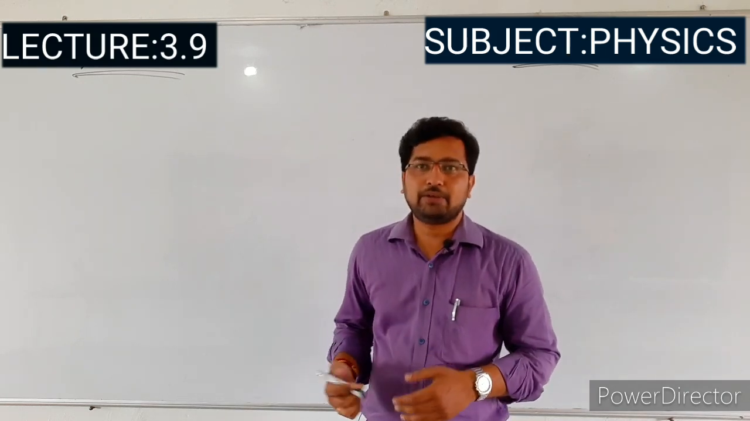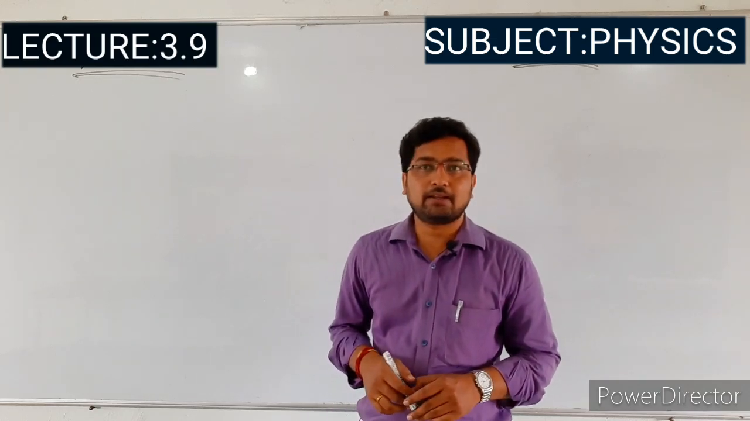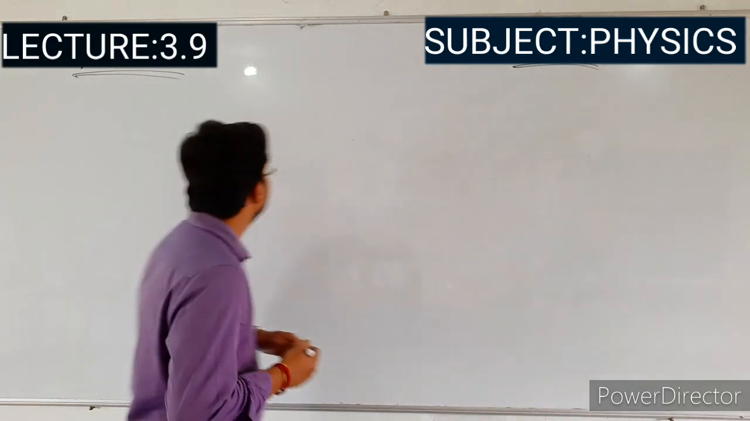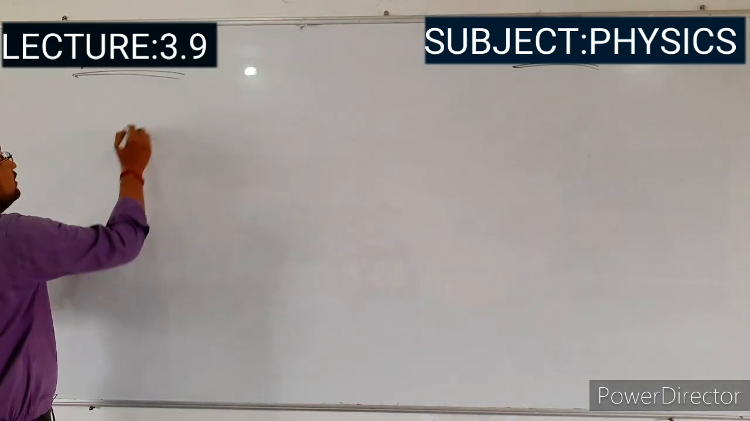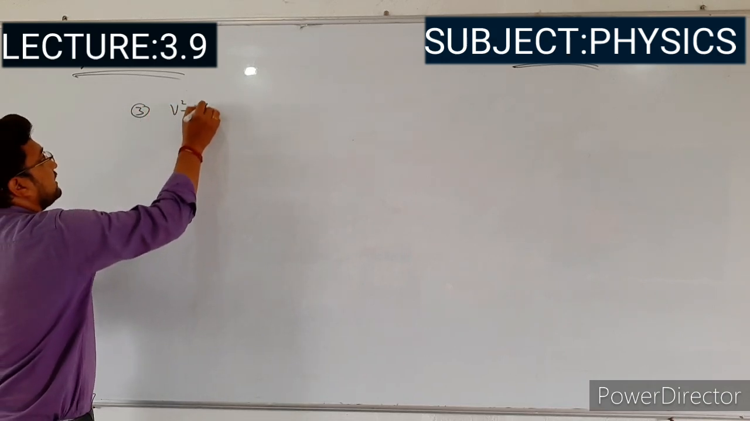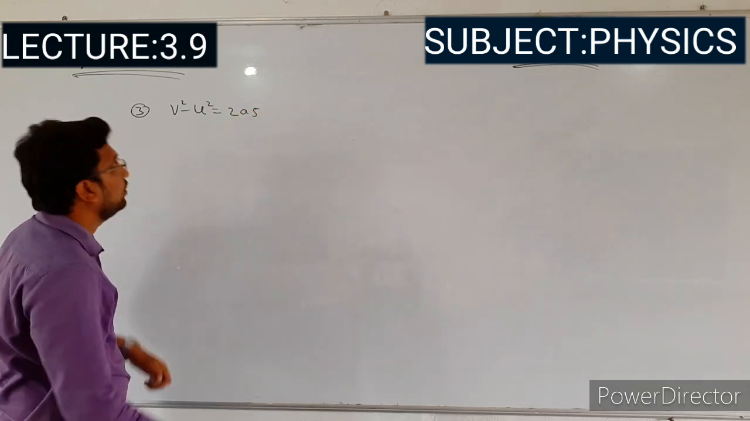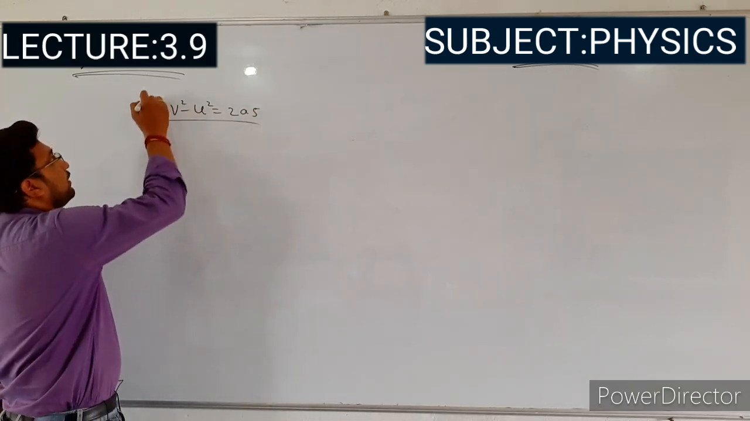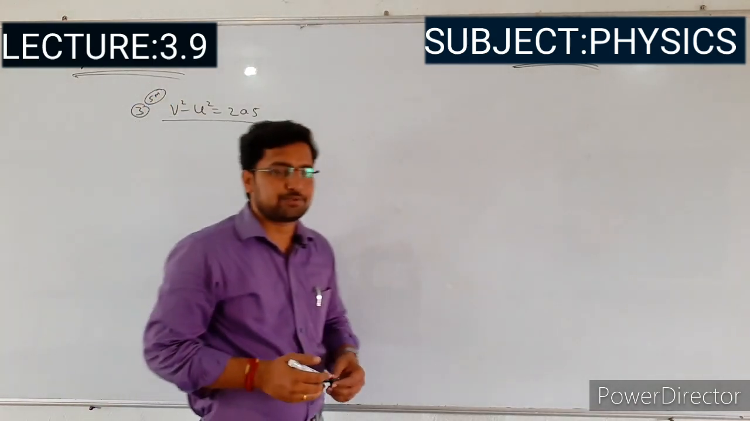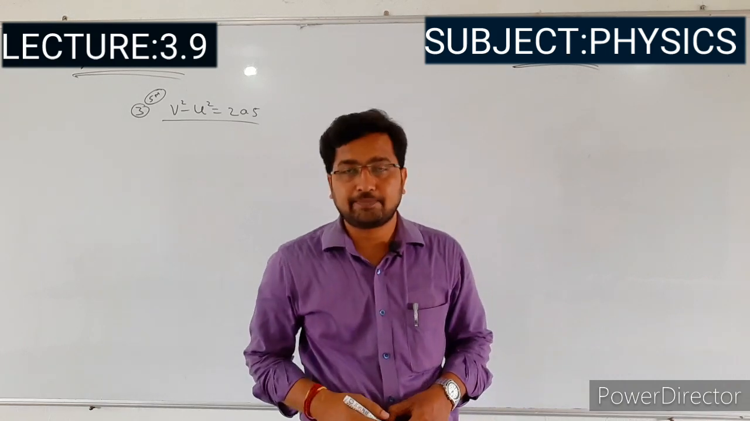So in this video we are going to derive the relation that is v square minus u square is equal to 2as by graphical method. Okay, see here. v square minus u square is equal to 2as, right? Okay. So it is very important for 5 marks. So first, the consideration part.